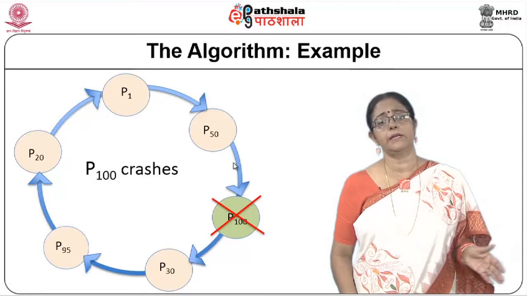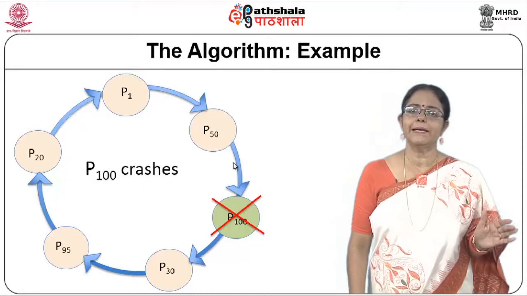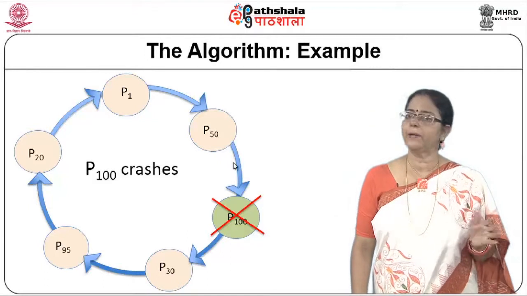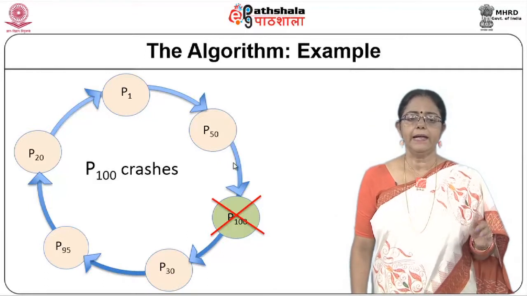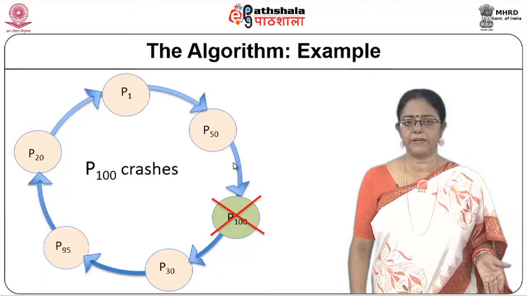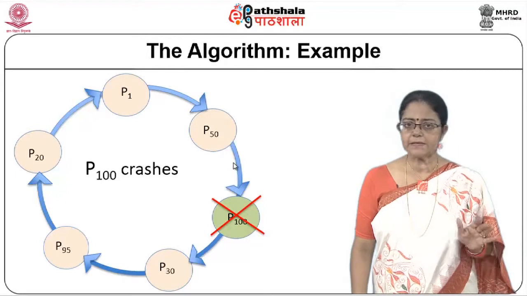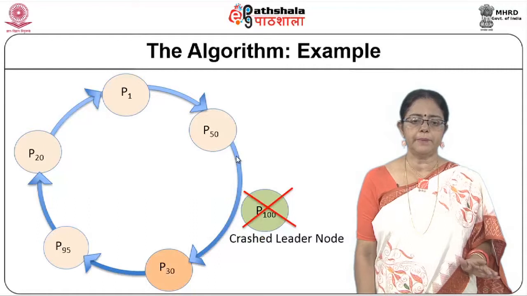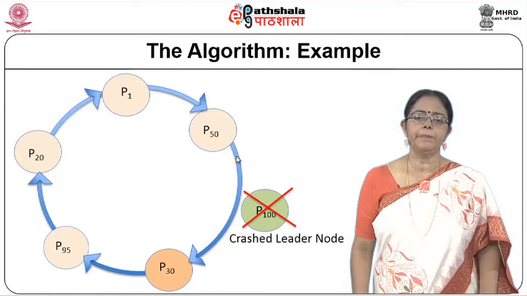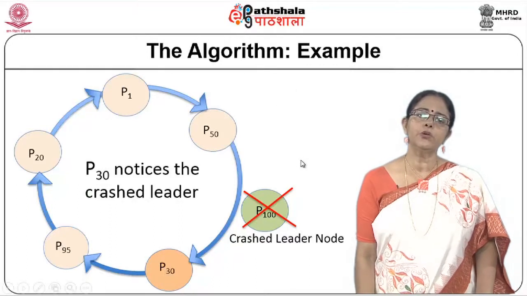So, when P30 wants to communicate with P100, it will send a message, it will time out, and it will not receive any reply because P100 has failed. Then it will try this process maybe 5 times and finally decide that P100 has failed. So, in our example P30 is the node which decides that P100, the current leader, has failed. So, what will it do?